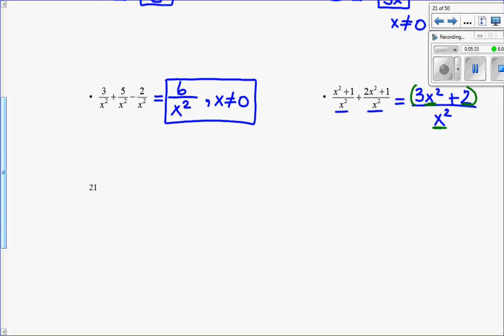Okay, so we leave it exactly as it is. This is the most simplified form, 3x squared plus 2 over x squared. But we do have to list what our non-permissible values for x would be. Our x, again, cannot be equal to 0, or it will give us a denominator that is equal to 0. That's our final answer.